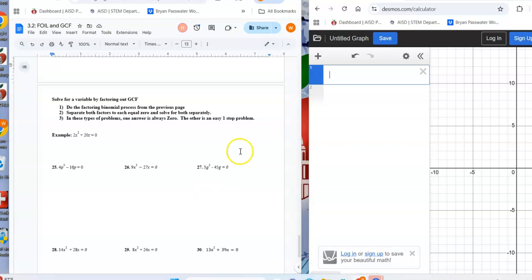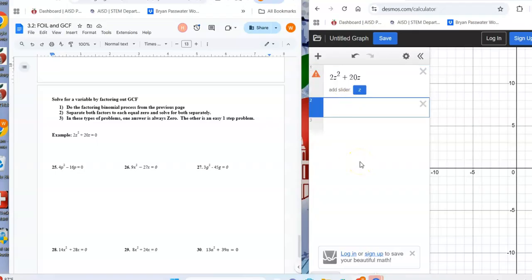All right, here's my example. 2z squared plus 20z. The greatest common factor of 20 and 2 is 2. The greatest common factor of z squared and z is z. Now I divide both things by 2z. That becomes z plus 10.